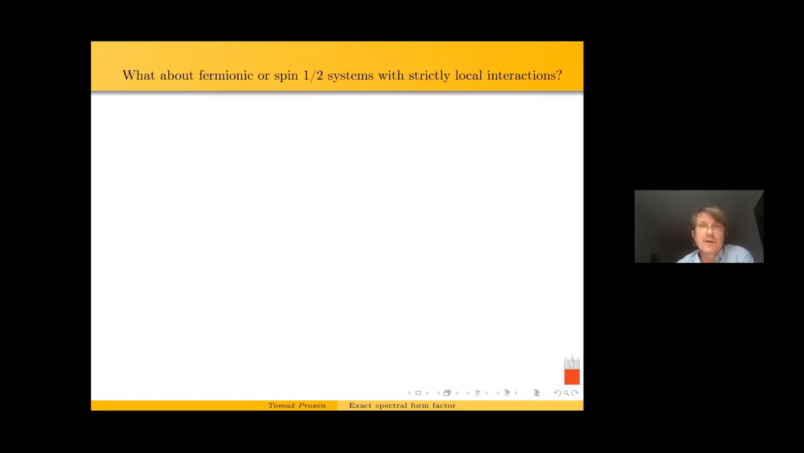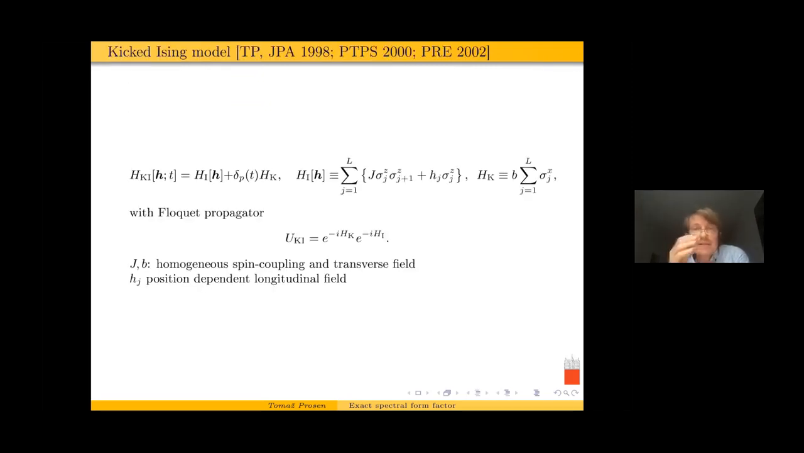My talk is about systems with strictly local interactions and spin 1/2, so Q equal 2. I will give you two kinds of results. The first result is a flash through the result, and I will try to stress the most important points. The system that we started working on in this aspect was the kicked Ising model.